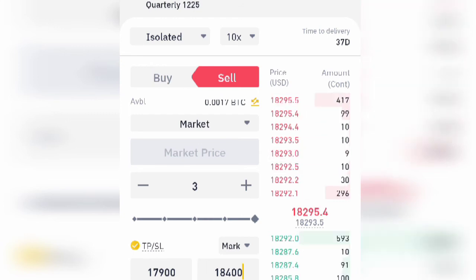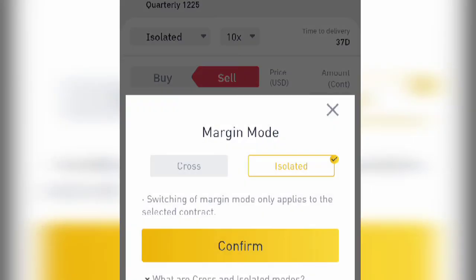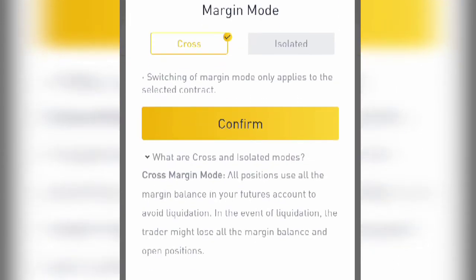So, like I said, cross margin will help you make more. Like now, what's the explanation here? Cross margin will help you make more. Like here, it says all positions use all the margin balance in your futures account to avoid liquidation. In the event of liquidation, the trader might lose all the margin balance and open positions. Now, in profits, when you're saying cross, I mean it's going across every position, maximizing all open positions for it to make more. But remember, it's risky, because the same way you make more, that same way you lose all.